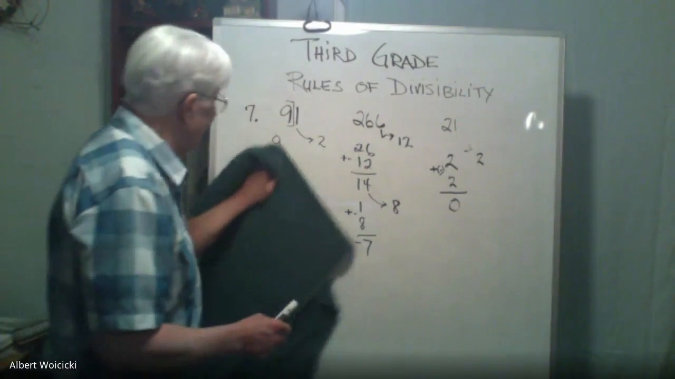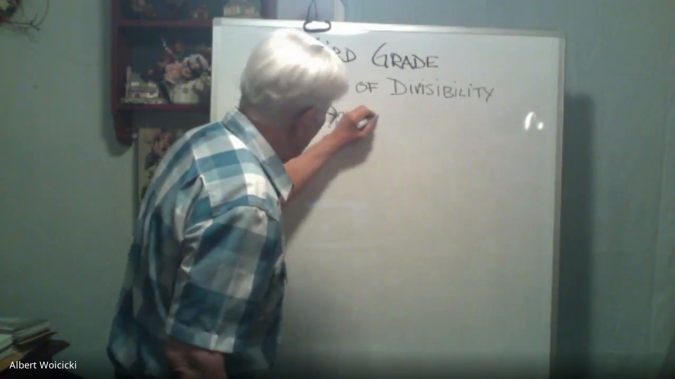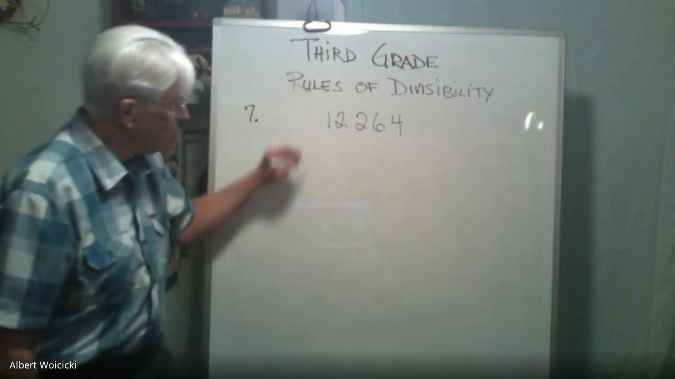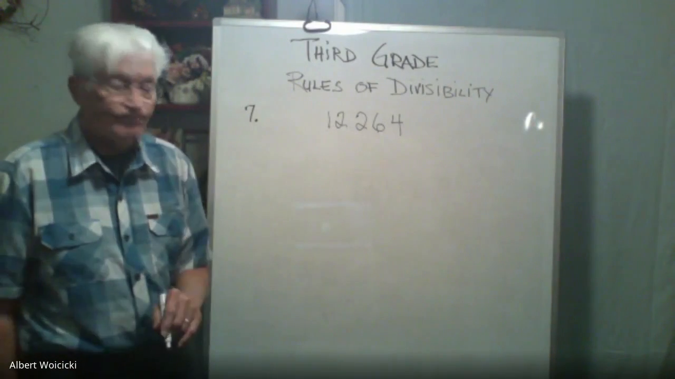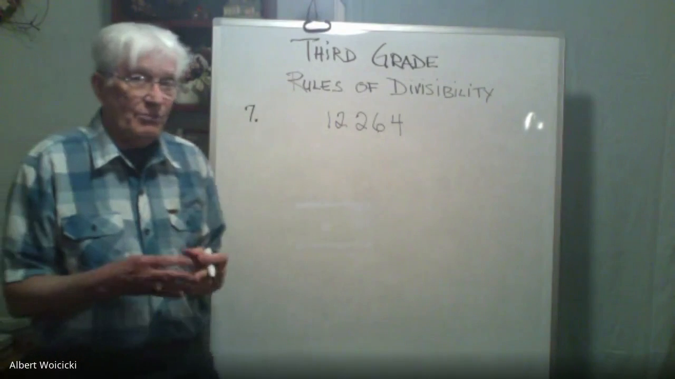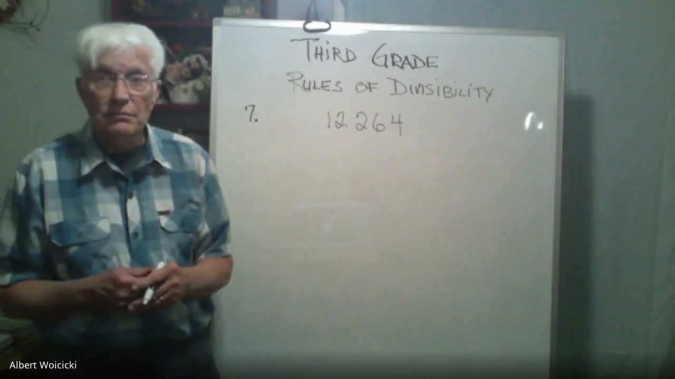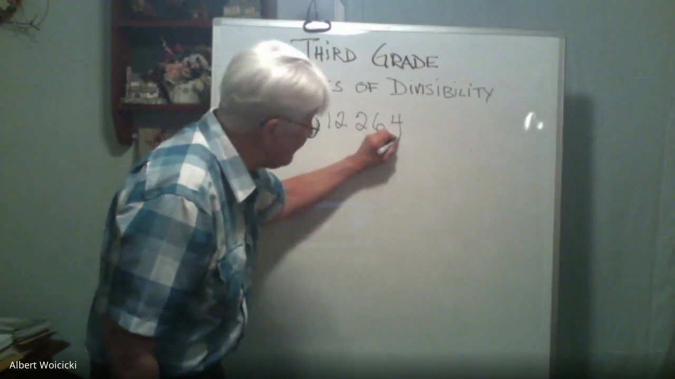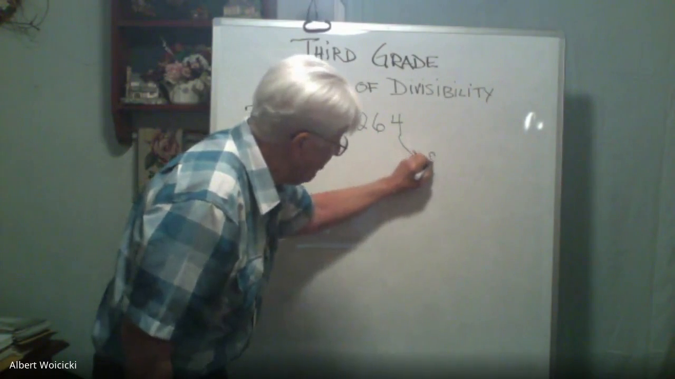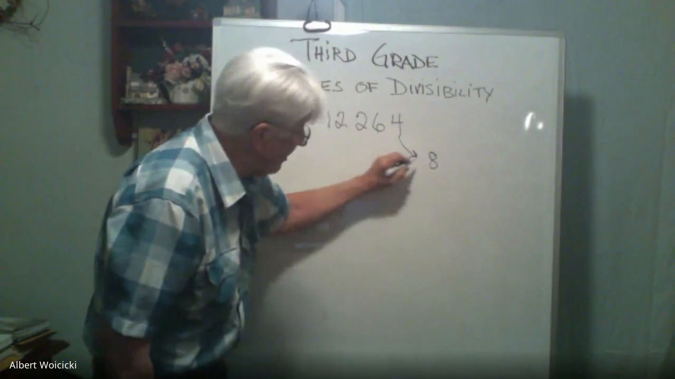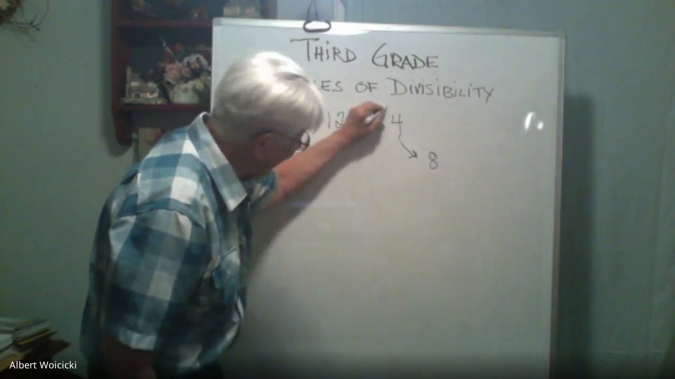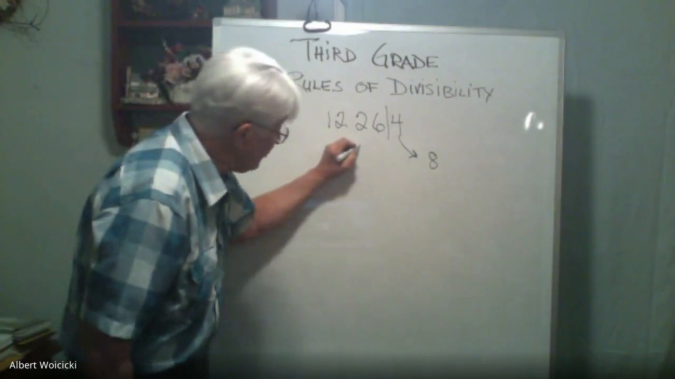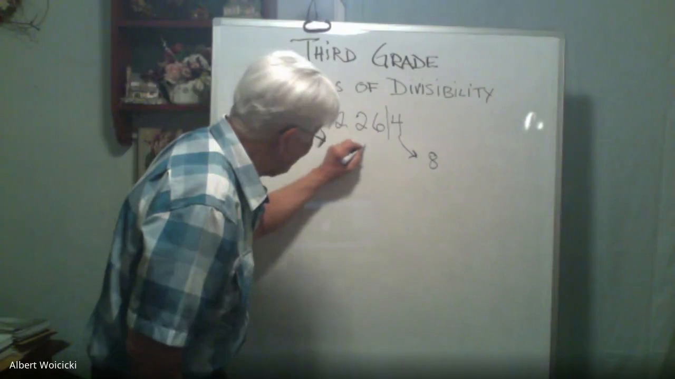But let's take a look at a bigger number, 12,264. Here's our number, 12,264. Now, I don't recognize this to be a multiple of 7, but I can test it by peeling off the last digit and doubling it to make 8. So I peel that off and make 8. And now, what am I left with? I'm left with 1,226. So I have to subtract or add the opposite of 8.